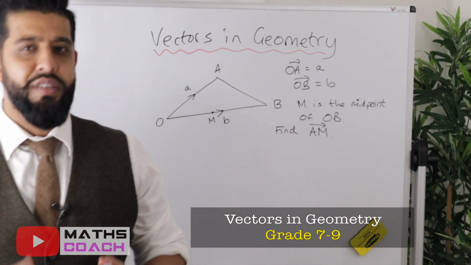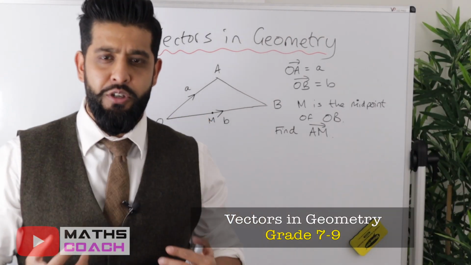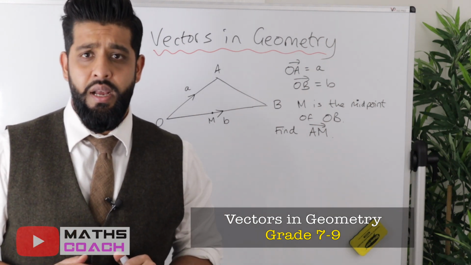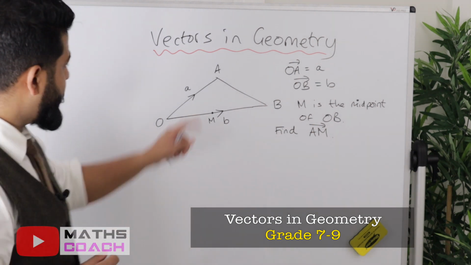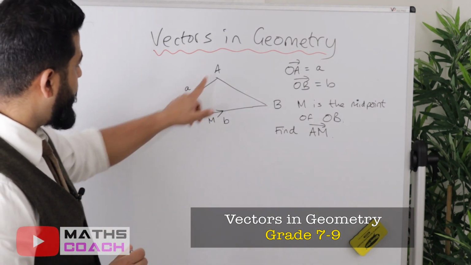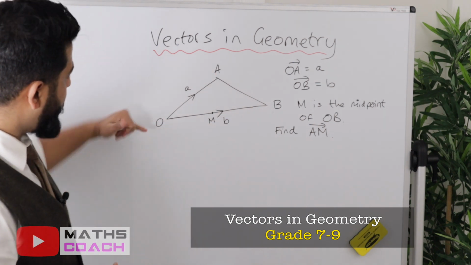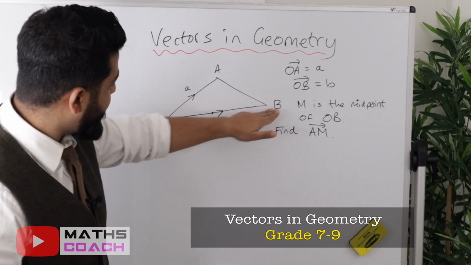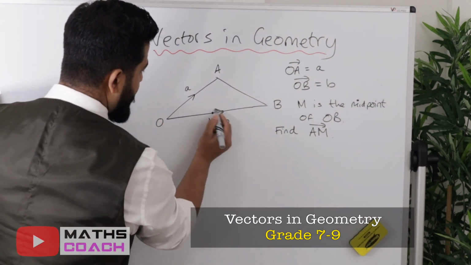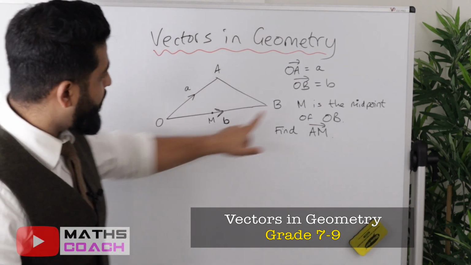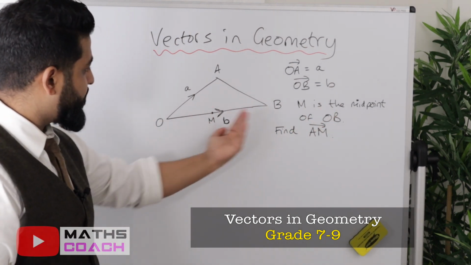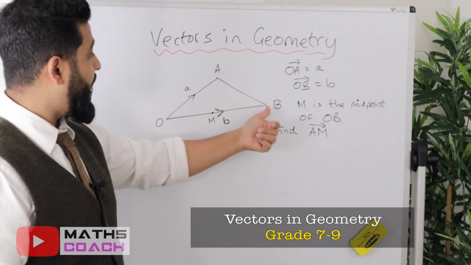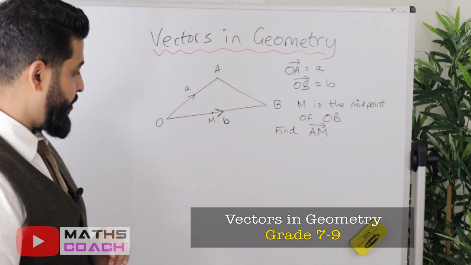Right, now let's get into the nitty-gritty of vectors in geometry. This is where you are likely to be answering questions in your GCSE exam paper. Have a look at this diagram here. We have a triangle OAB, and we are told that to get from O to A, it's a. To get from O to B, we are using the vector b. We are also told that M is the midpoint, so it's exactly halfway between O and B.